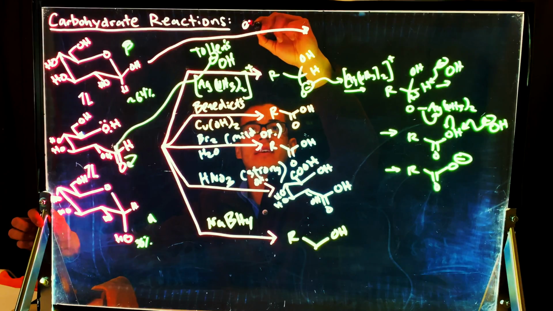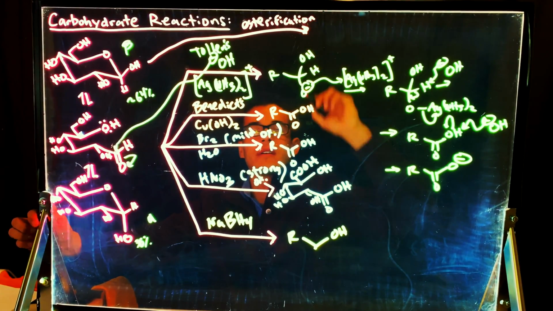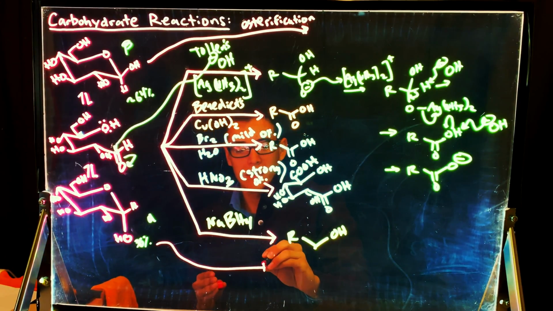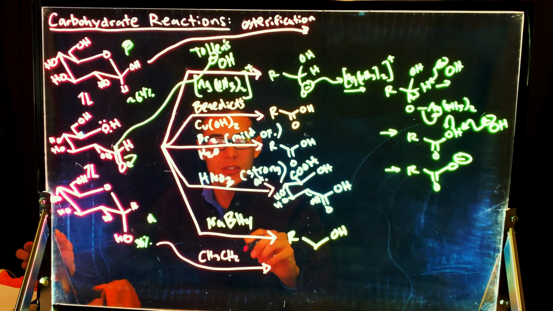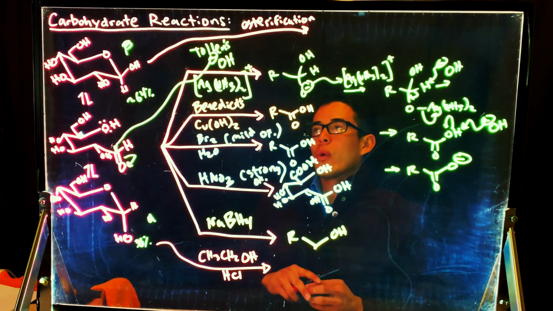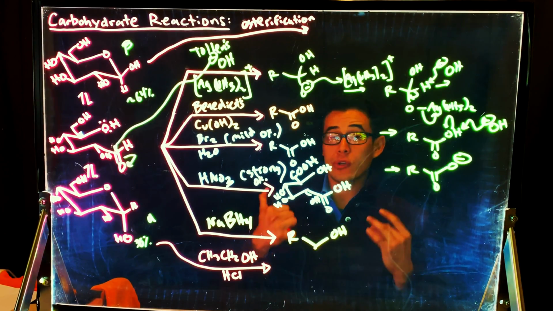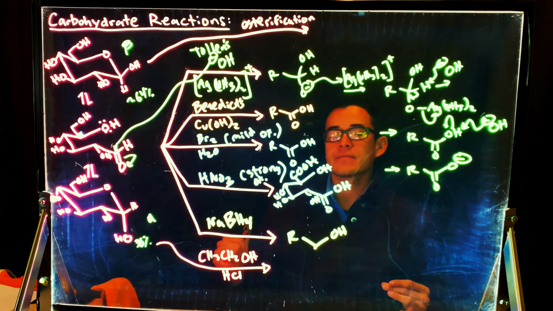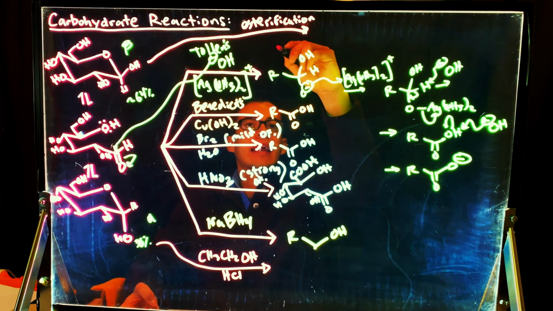So here is esterification and reacting with an alcohol. Say we did CH3, CH2, OH. Okay? When we do esterification, we're typically going to be using a carboxylic acid or carboxylic acid derivative. So if we reacted this beta anomer of glucose with, let's say, an anhydride.